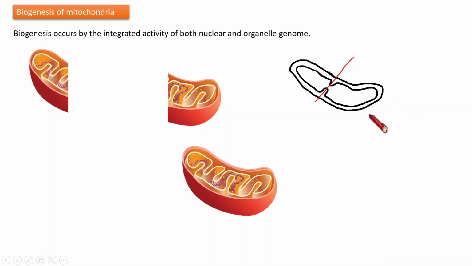This mitochondrial division is not going parallel to the cell division. This division always happens according to the demand of the cell, whether that cell requires enormous energy. Based on that only, mitochondrial biogenesis happens. So with this, I'm going to finish today's section, and the mitochondria chapter is also over.